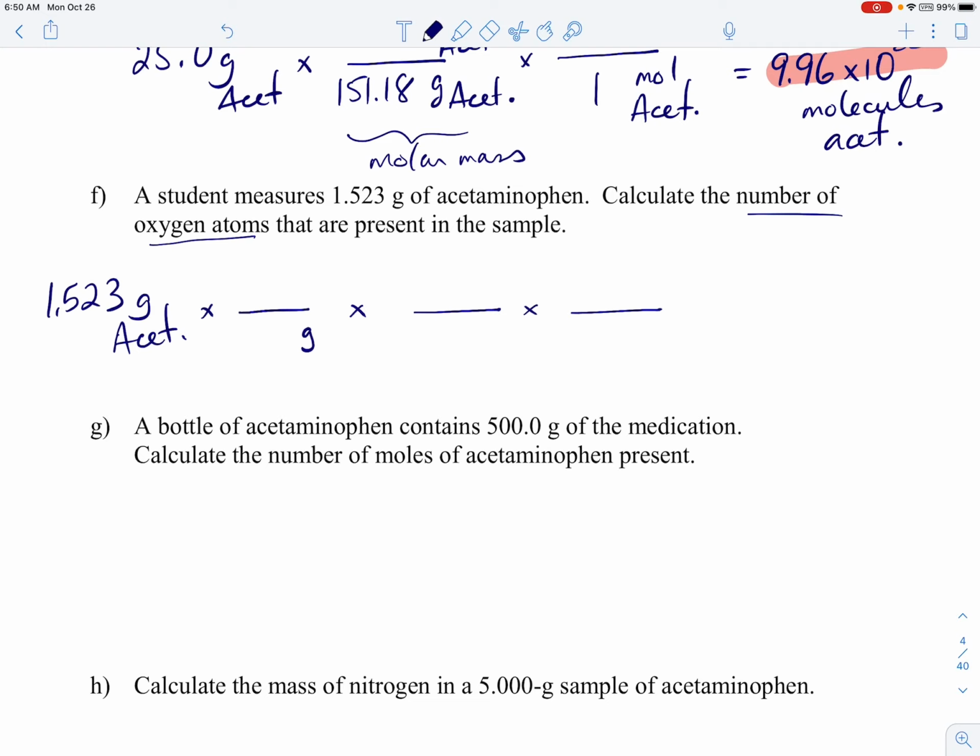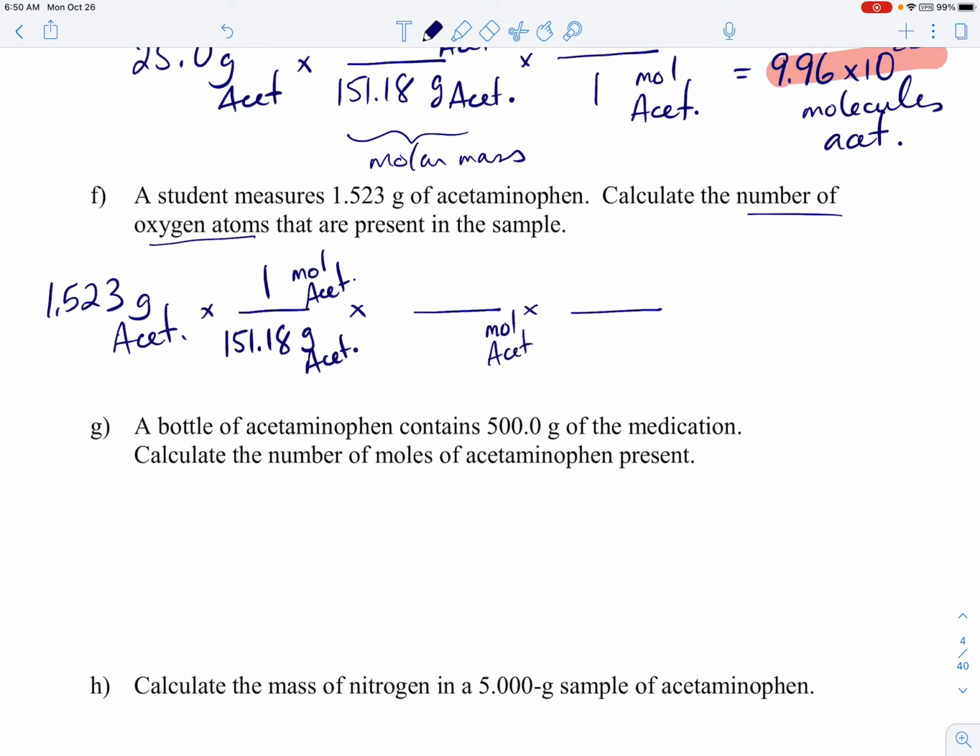So in the first multiplier, we'll convert the grams to moles of acetaminophen. Please, when you're showing your work, don't just put grams or moles. Label it like I'm doing there: grams of acetaminophen and moles of acetaminophen. We'll do this using the molar mass, right? When you see grams and moles, that's the clue. We need to use the molar mass. 1 mole weighed 151.18 grams.